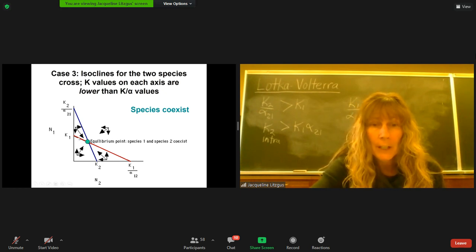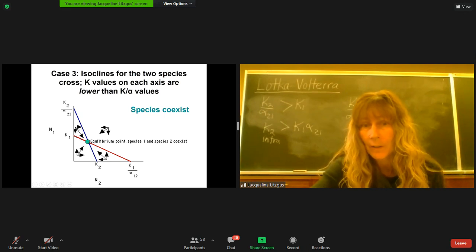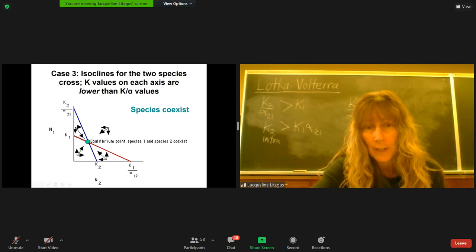So if we are above the species one isocline, that means species one has gone above its carrying capacity, so it has to come down, has to decrease. But we're still below species two, so species two can increase. And the common vector then goes that way.